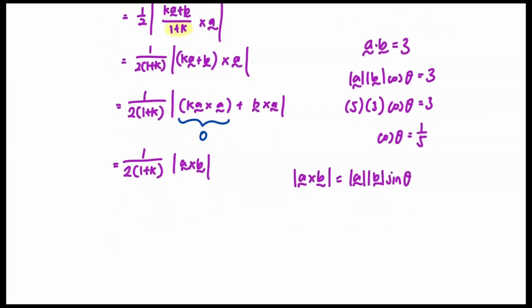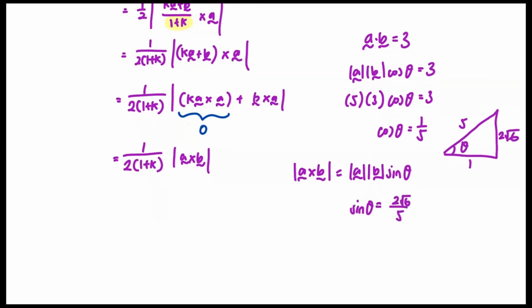Draw triangle. Draw triangle for your identities. Okay, so we draw a triangle. This is theta. Cosine is 1/5. What is the opposite side? It is 2 square root of 6. So this means that sine theta is just 2 root 6 over 5. And we're done.